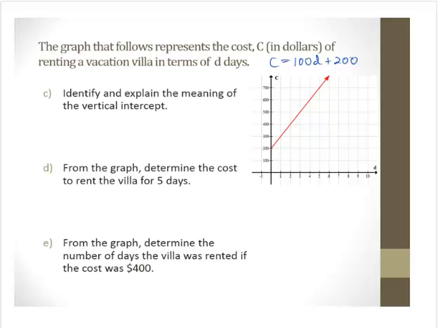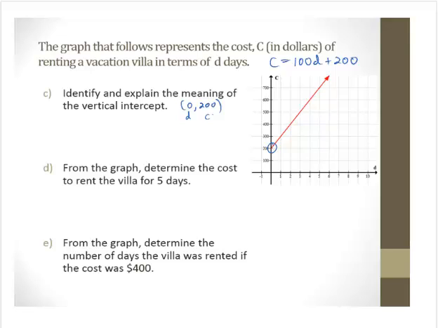Exercise C asks us to identify and explain the meaning of the vertical intercept. All right, so the vertical intercept again was 0, 200. What is the meaning of that? What could the vertical intercept mean? So if we think of it in terms of an ordered pair here, that means 0 days the cost is $200.